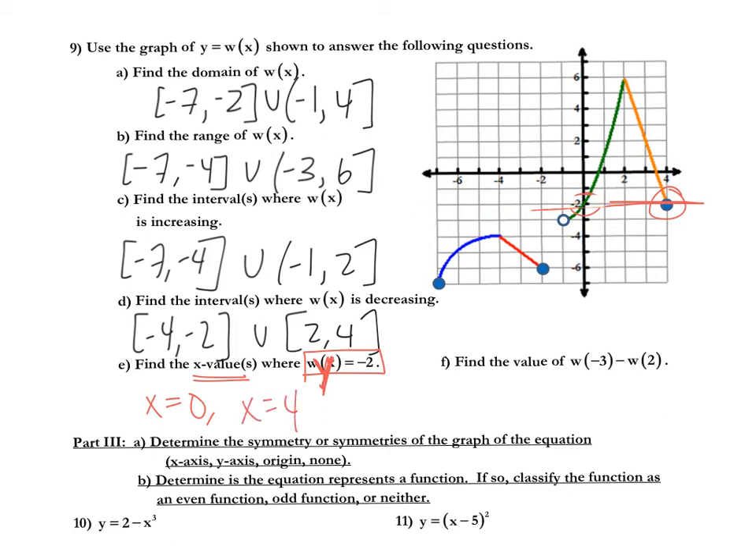Okay, let me erase this so we can do the last part. Now it says find the value of w of -3. So w of -3 means when x equals -3. So when x equals -3, my y value here is -5. And I also have to do w of 2. So when I go to 2, the y value way up here is 6. And I have to subtract them, so that gives me -11.